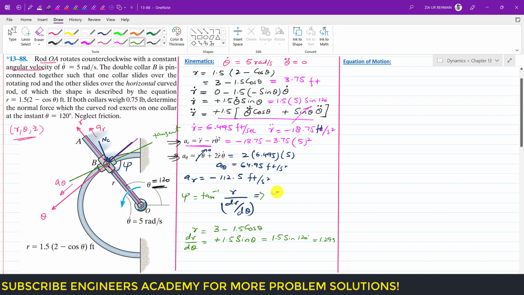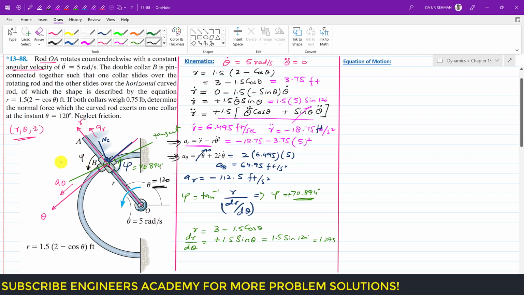So psi angle equals 70.894 degrees. And since we get this sine positive, this means that this is the psi angle, and this psi angle is measured in the counterclockwise direction from that r. So now this psi is 70.894 degrees. Now if this angle is psi, then this angle is also psi, and again that psi angle is measured in the counterclockwise direction.